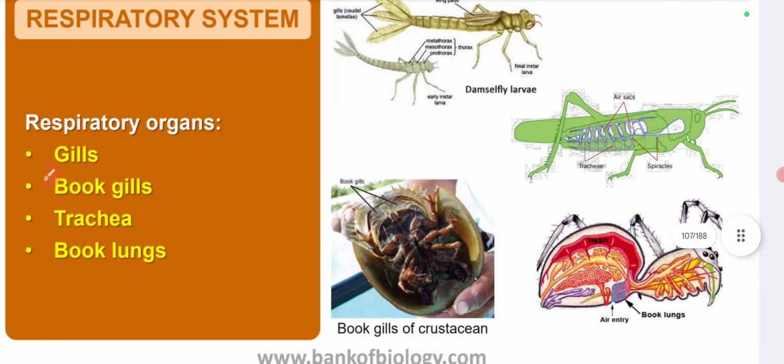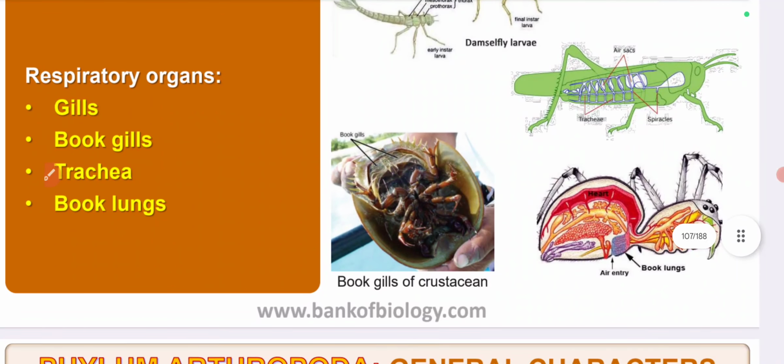Respiration or respiratory organs: gills, book gills, trachea, book lungs. Gills and book gills are slightly different from each other. Trachea and book lungs are also slightly different from each other.